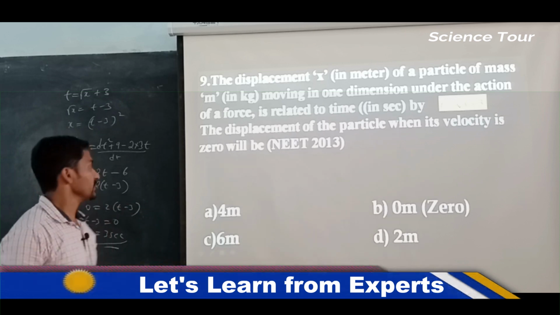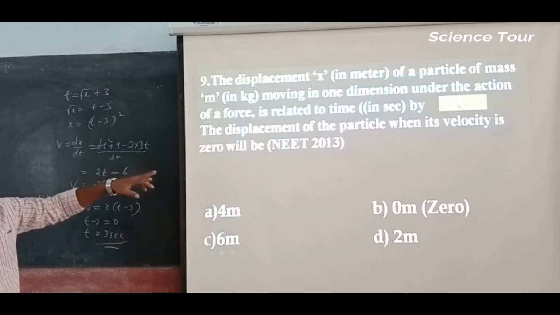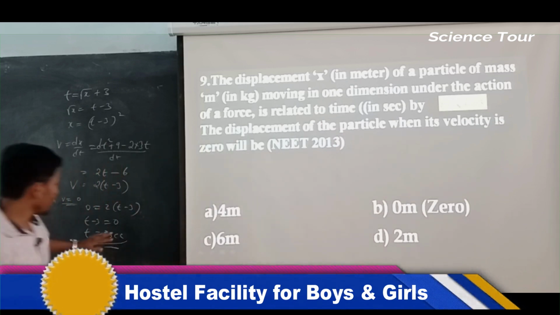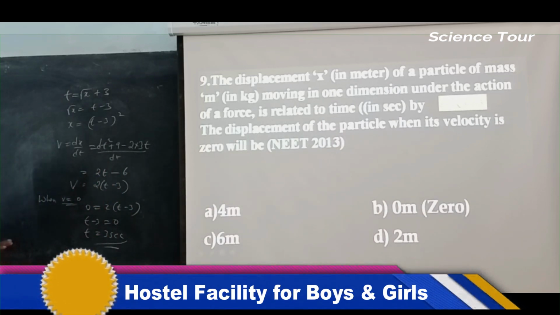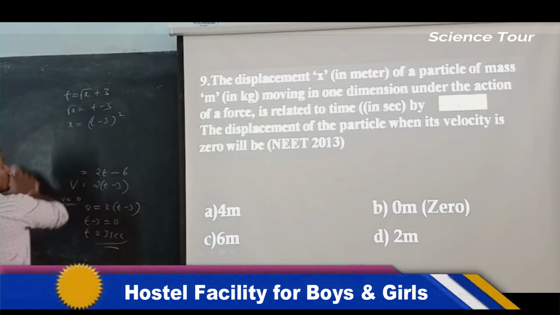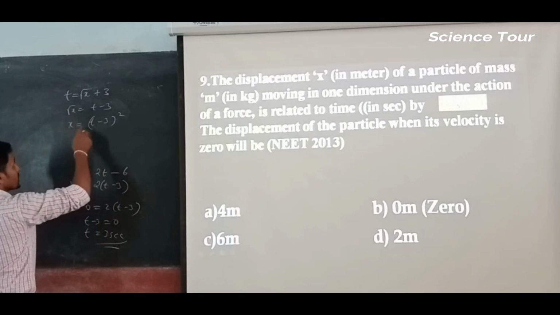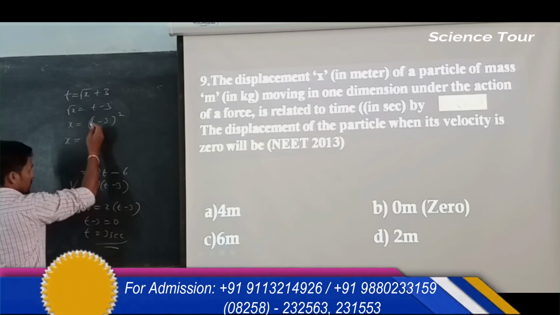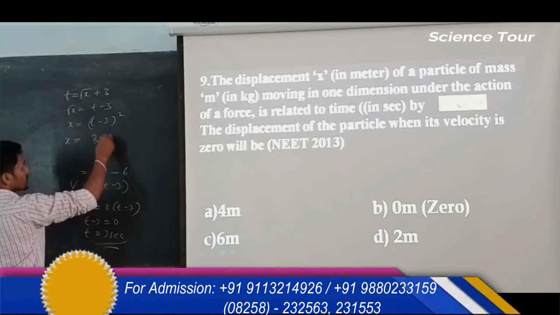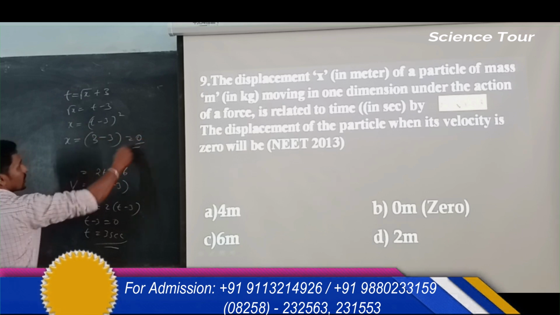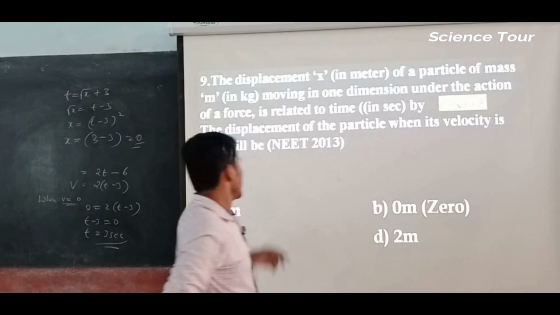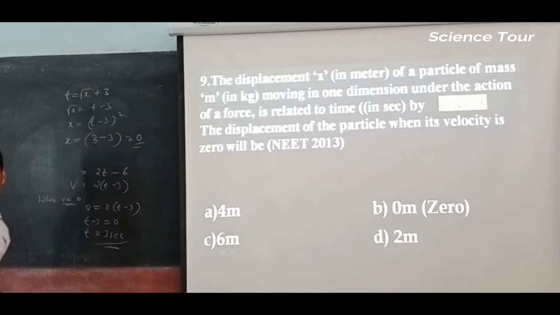Now you have to tell me the displacement of the particle when the velocity is 0. Velocity is 0 when t is equal to 3 seconds, so apply it here: x is equal to (t minus 3) whole square, that is (3 minus 3) whole square, which is 0. So the displacement of the particle when velocity is 0 is 0.